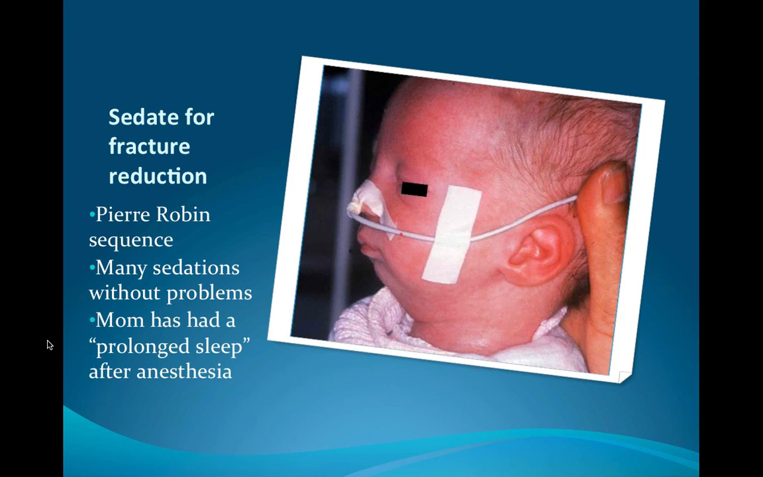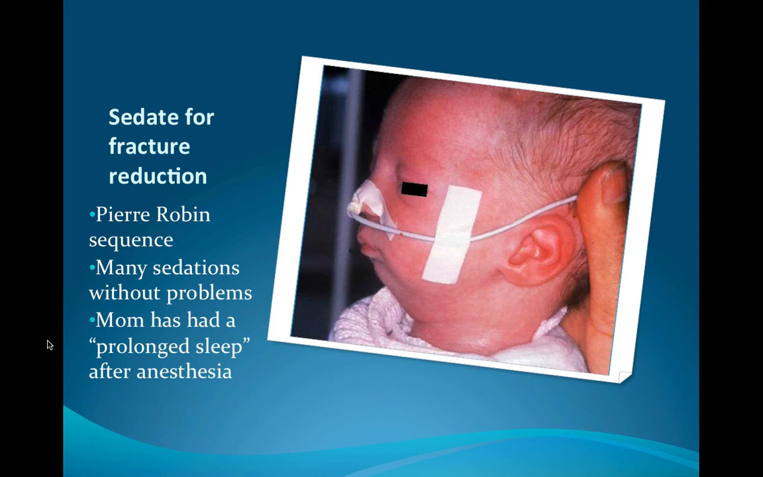He has Pierre-Robin syndrome. He has had many sedations without any problems. Mom has had a prolonged sleep after anesthesia. This we see, of course, at the Children's Hospital of Georgia because that's where these folks are going to be having to go if you have severe malformations. So how would we sedate this child in the ER? Yeah, everybody's looking at me like, no. Nope, I would not sedate this child in the ER, okay? Way too many complications here.